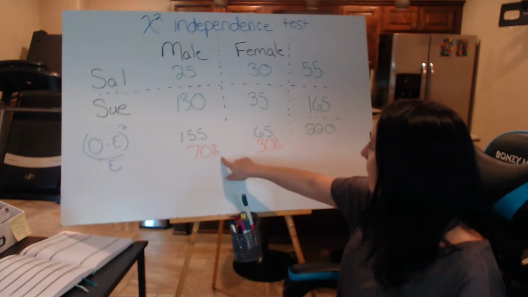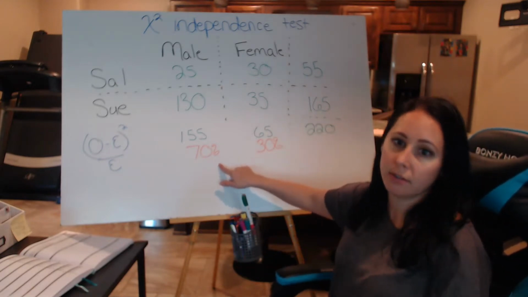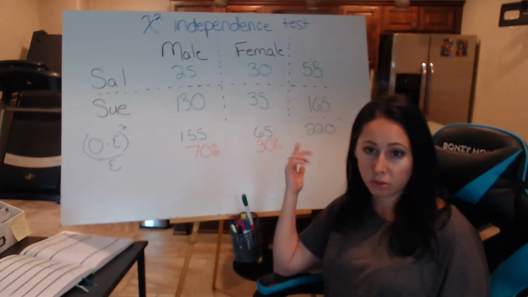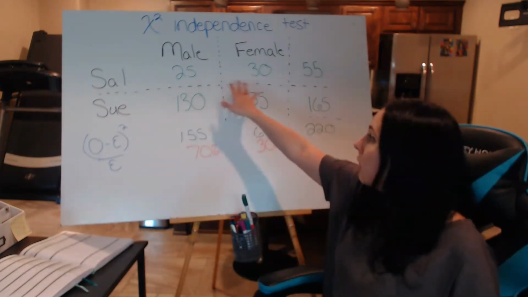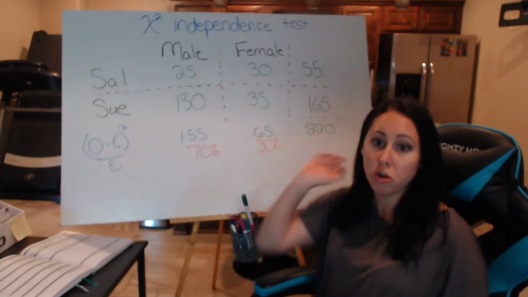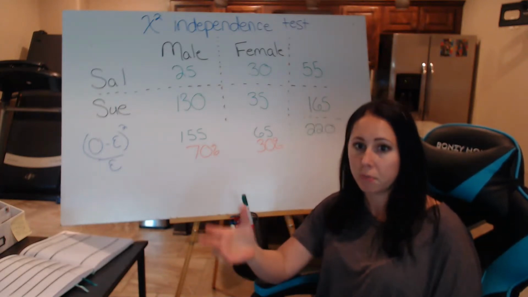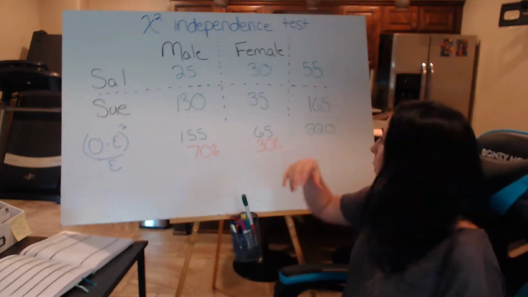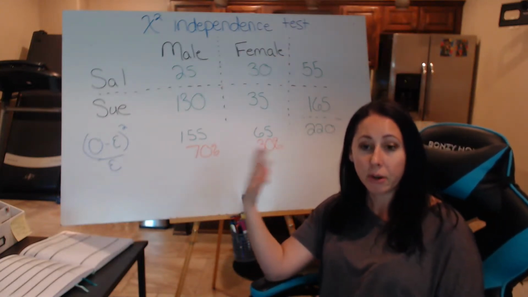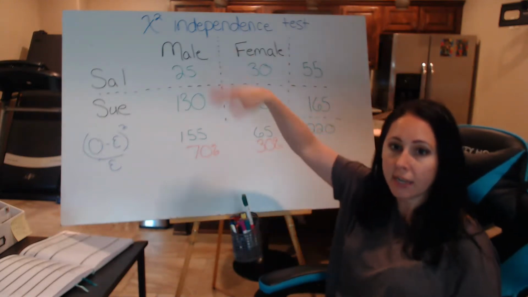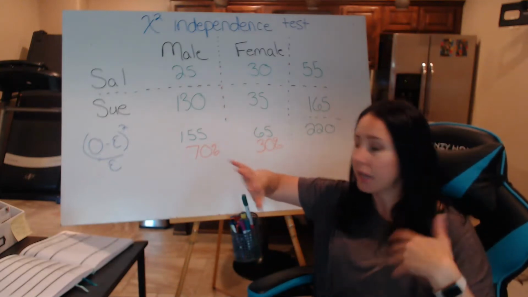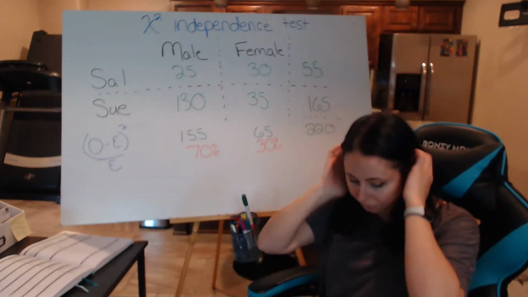So we know 70% of the new clients in these 2 quarters were male. 30% of the new clients in this period were female. So if these are functioning independently, we would expect Sal and Sue's new male clients to both be about 70% of their new clients. And we would expect Sal and Sue's female clients to both be about 30% of their new clients, right? Because we would expect this to break down fairly evenly. We would expect gender to be functioning independently of what sales rep they were assigned to.